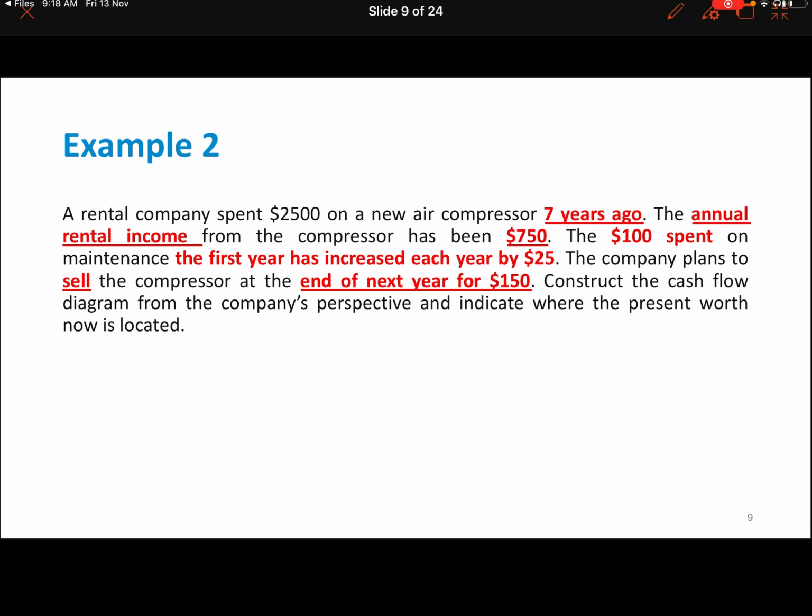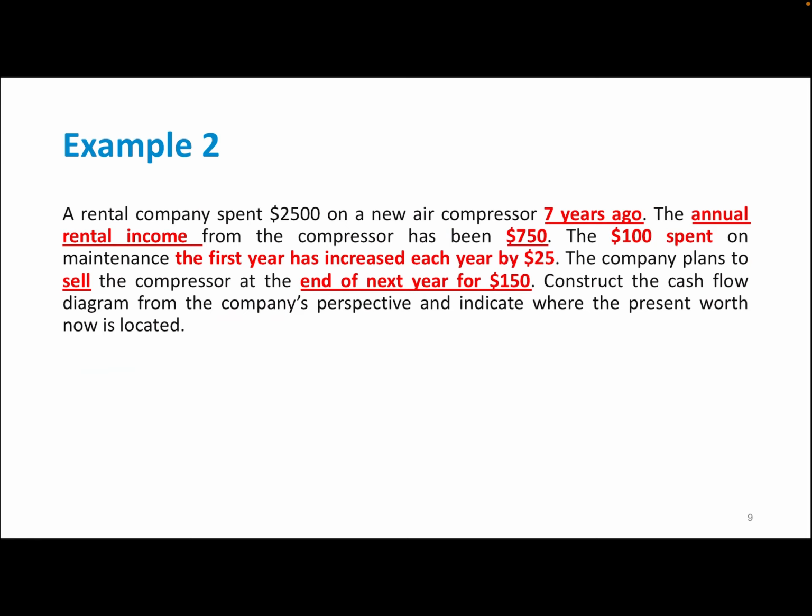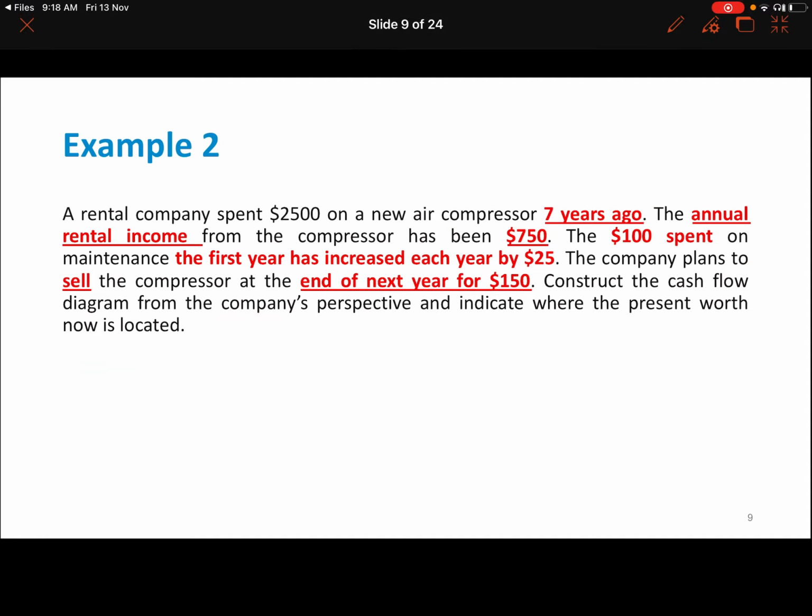Okay, another example. A rental company spent $2,500 on a new air compressor 7 years ago. Just write down these numbers. 7 years ago. This is really important. The annual rental income for the compressor has been $750. So we have A because it says annual rental income, and A is positive because we understand income.